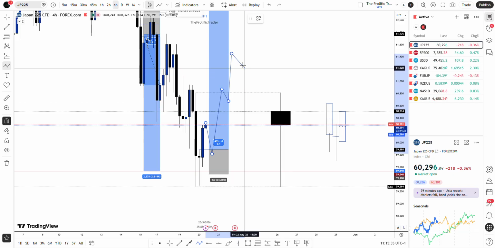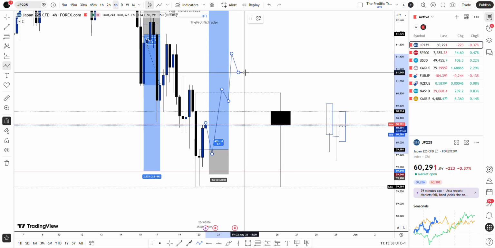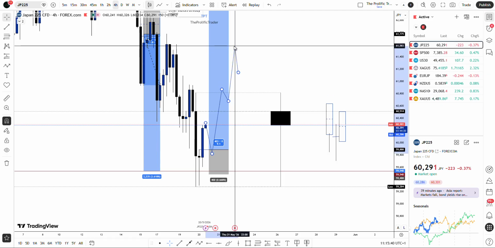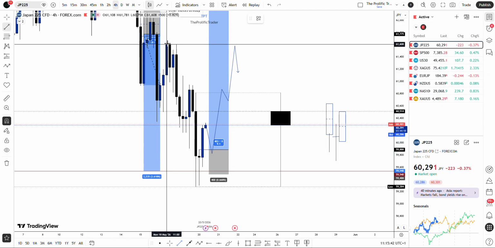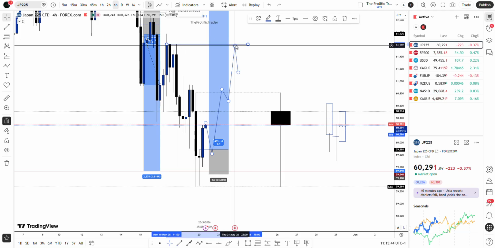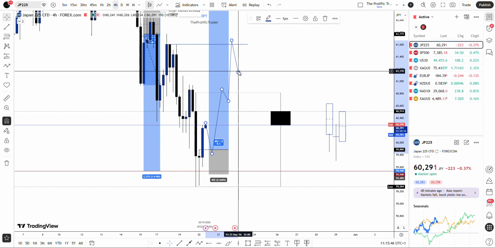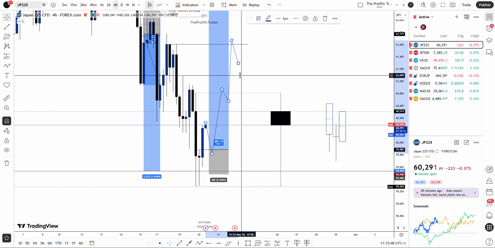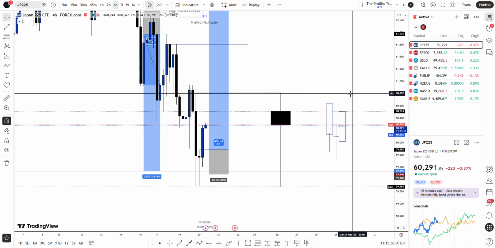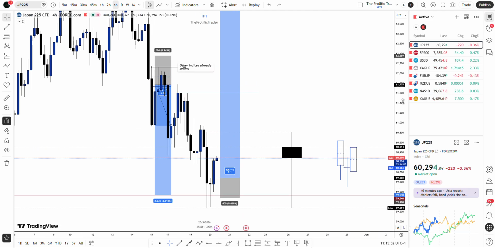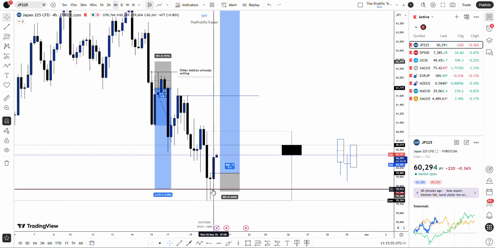Gets here, you expect a little bit of, especially at this point, a rejection for sellers, all right? But then, of course, definitely continue buying. So that is that for JP225, right? That's that. So it's very simple.